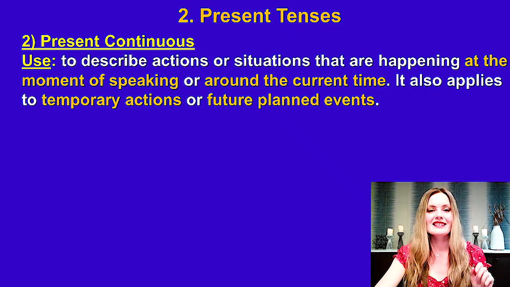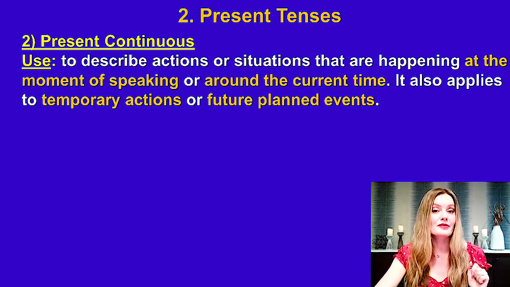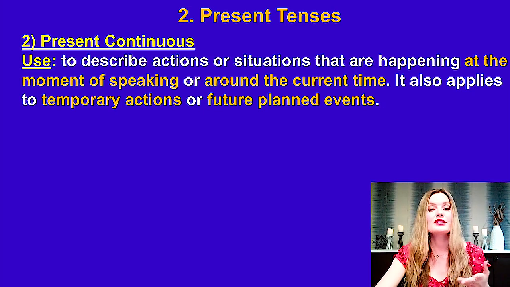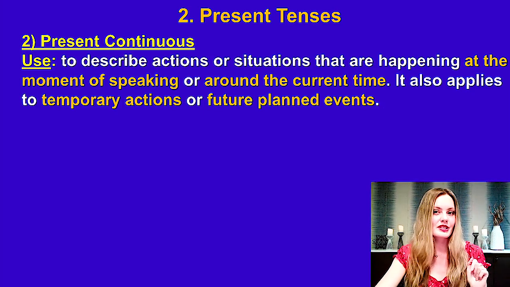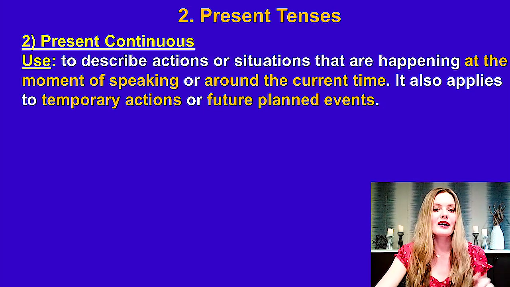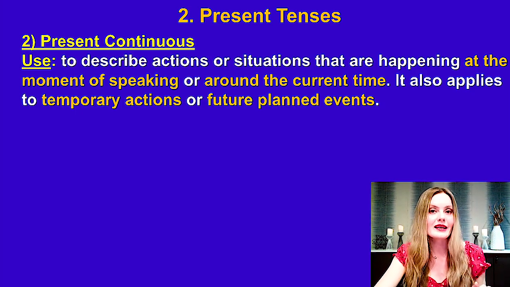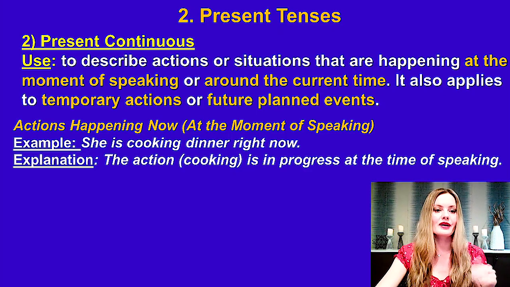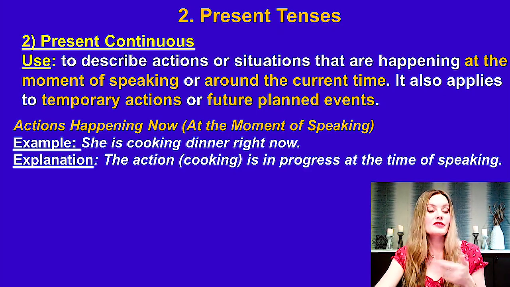The second tense is present continuous. It's also called present progressive. It's used to describe actions or situations that are happening at the moment of speaking or around the current time. It also applies to temporary actions or future planned events. So one more time, present continuous describes actions happening now at the moment of speaking.